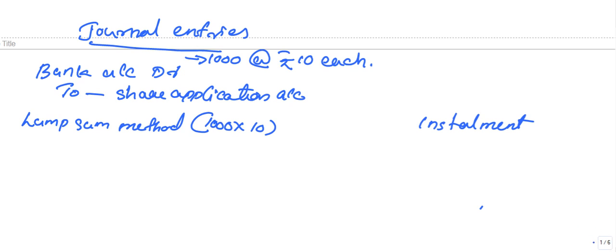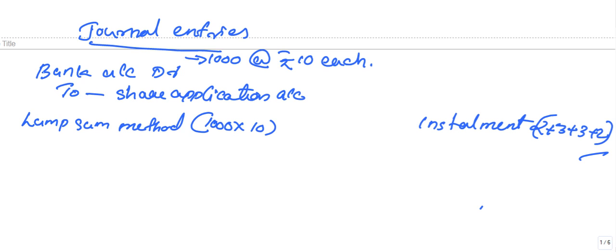Lump sum means I am collecting the full 10 rupees in one installment. In the installment method, it is also 10 rupees, but I collect it as 2 rupees plus 3 rupees plus 3 rupees plus 2 rupees. Total 10 rupees: 2 rupees application, 3 rupees allotment, 3 rupees first call and 2 rupees second call. So here I am collecting the lump sum amount.